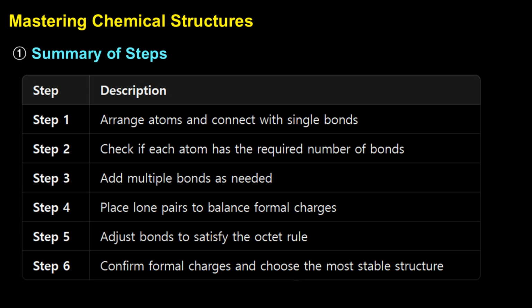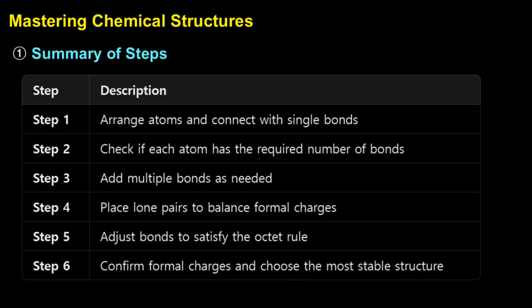But if every atom already has the number of bonds it's supposed to, we can skip that and move straight to adding lone pairs. Now we add lone pairs to each atom based on what the octet rule tells us they need. And if the structure is fine with just single bonds, then once the lone pairs are in place, we're basically done. But if an atom still doesn't satisfy the octet rule, we might need to convert some lone pairs into bonding pairs to make those final adjustments.